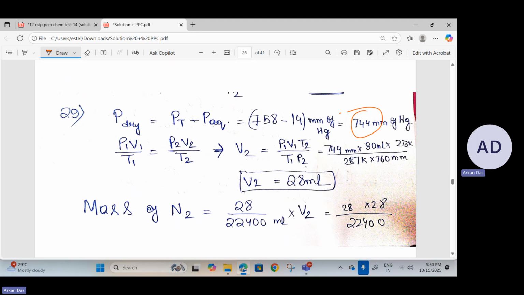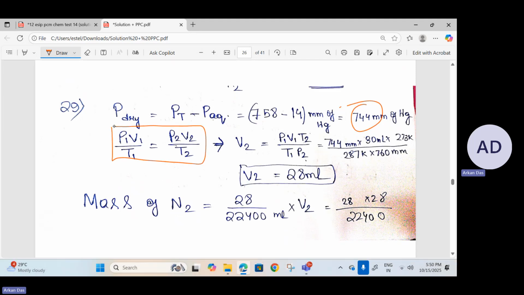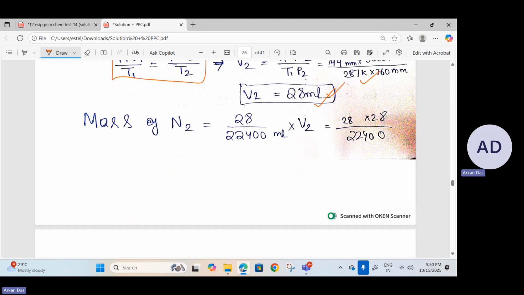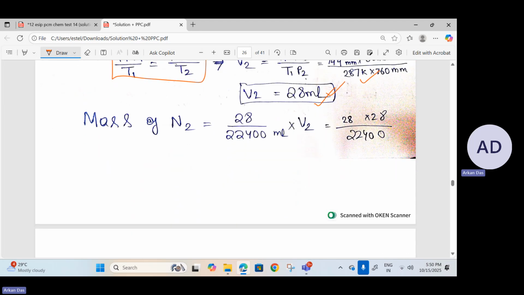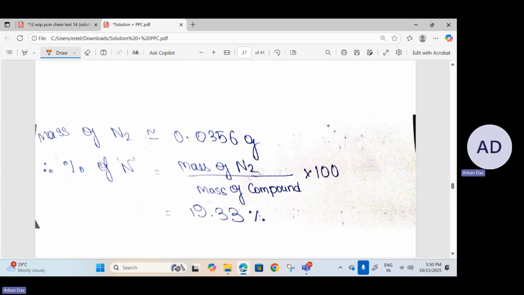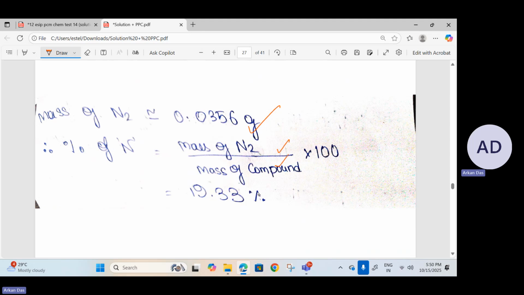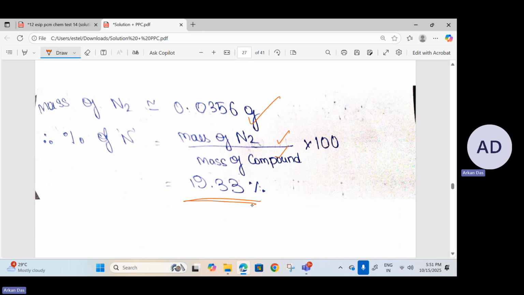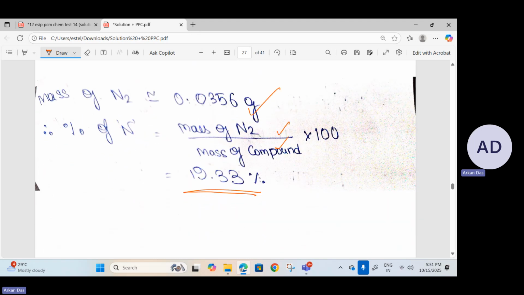After you got it, you have to use the formula P1 V1 by T1 equals to P2 V2 by T2. V2 is going to come as P1 V1 T2 divided by T1 into P2. Overall, if you put it in, V2 is going to come as 28 ml. So the mass of nitrogen is 28 by 22400 ml into V2, that is 28 into 28 divided by 22400. So overall the mass of nitrogen is going to come as 0.0356 gram. The percentage of nitrogen is 0.0356 divided by the total mass of the compound into 100, overall going to come as 19.33%.